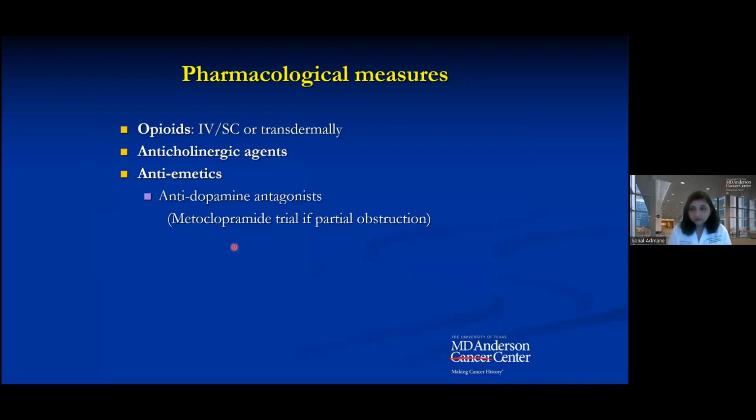Anticholinergic agents are also used in malignant bowel obstruction, and so are antidopaminergic agents. The role of metoclopramide is controversial. The recent guidelines from MASCC recommend metoclopramide use in partial bowel obstruction, but we do not use it if there is complete bowel obstruction.